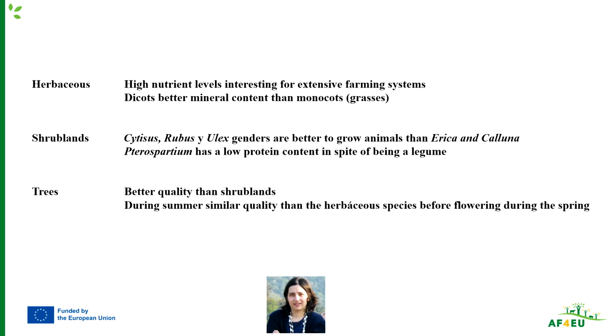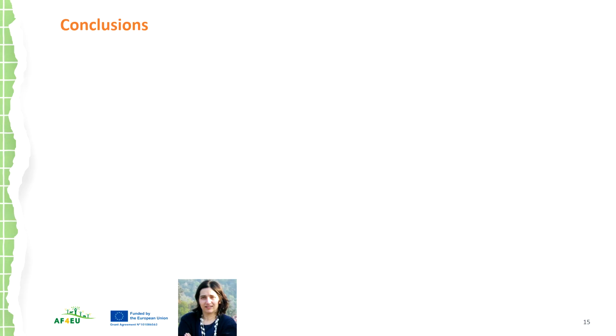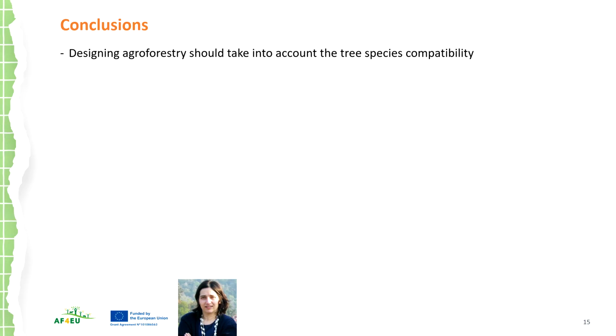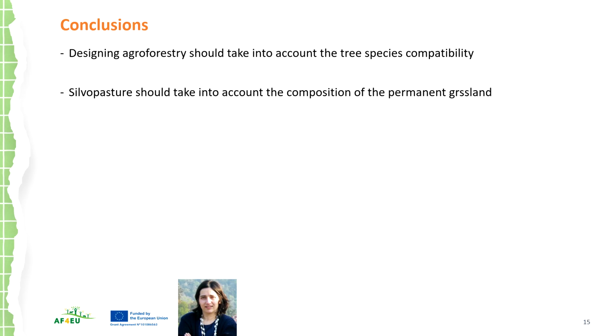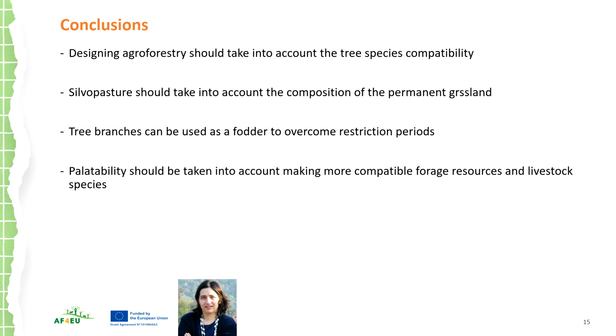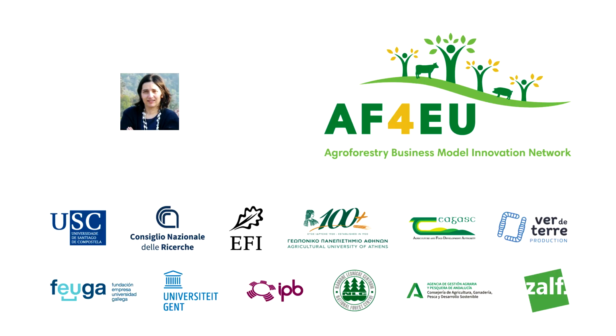Tree branches have better quality than shrublands. During the summertime, they have a similar quality to the herbaceous species before flowering during the spring. As conclusions, we can say that designing agroforestry should take into account species compatibility. Silvopasture should take into account the composition of the permanent grassland. Tree branches can be used as fodder to overcome restriction periods. Palatability should be taken into account, making it more compatible for access uses and livestock species. Thank you very much.